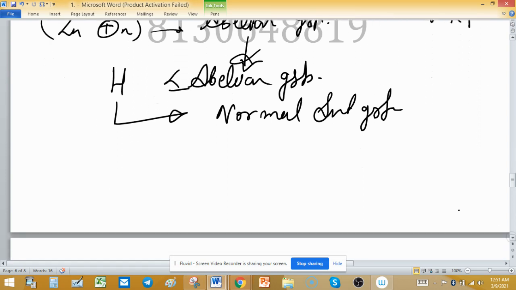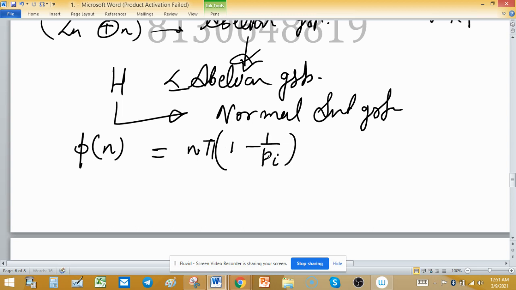Now this is a formula related to phi(n). Phi(n) can be easily evaluated by this formula: n times the product of (1 minus 1 upon pi). These pi are primes which are dividing n.